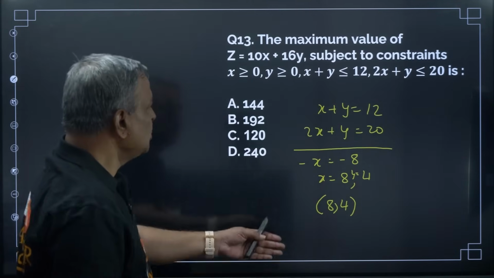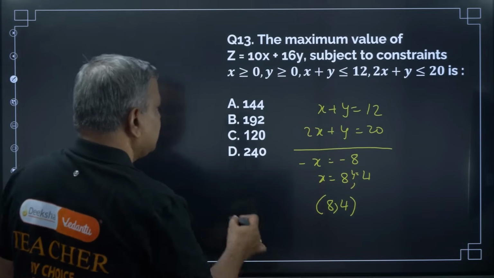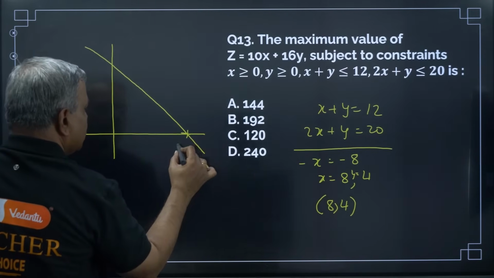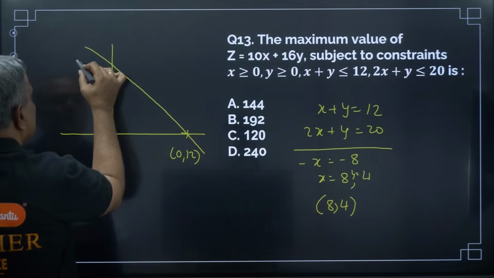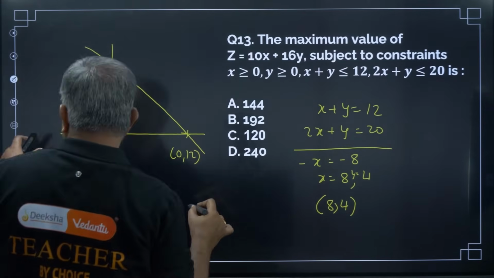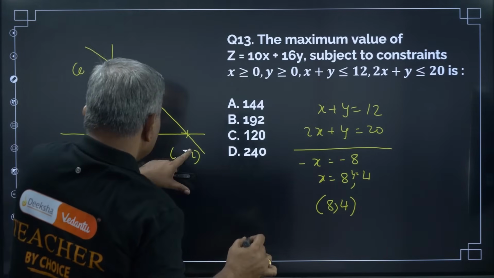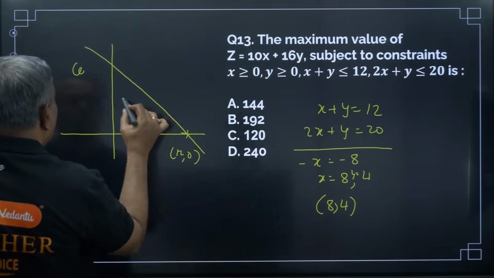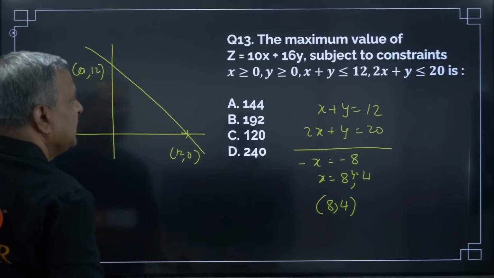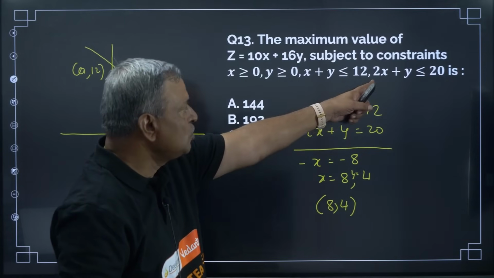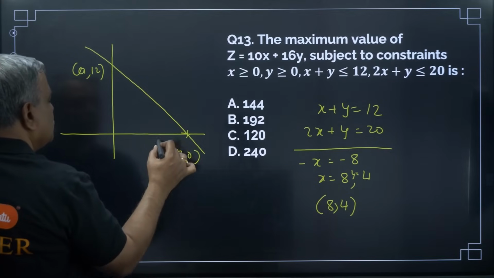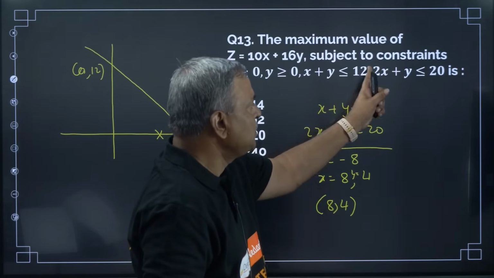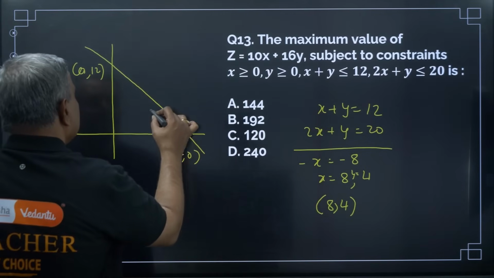Normally if you draw x plus y is equal to 12, this point is 0 comma 12, and this is 12 comma 0. Again for 2x plus y is equal to 20, if y is equal to 0, x is equal to 10, and if you put x equal to 0, y is equal to 20.